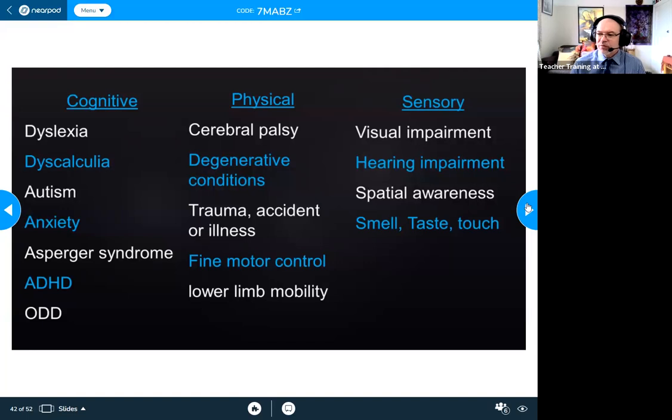In terms of physical, probably the most common one that we've got is through trauma or accident or illness, a physical disability, cerebral palsy. We have several students each year generally with cerebral palsy. And lower limb mobility, so wheelchair users. We always have a few wheelchair users. Fine motor control issues, which is dyspraxia, sometimes that's known as well.